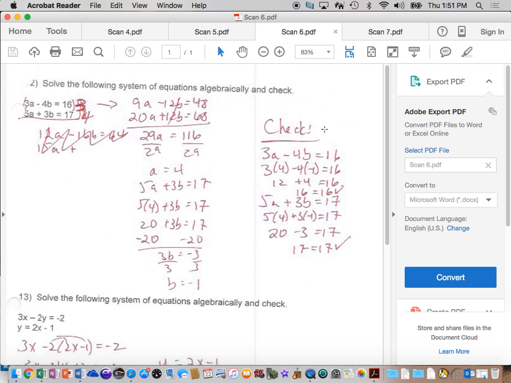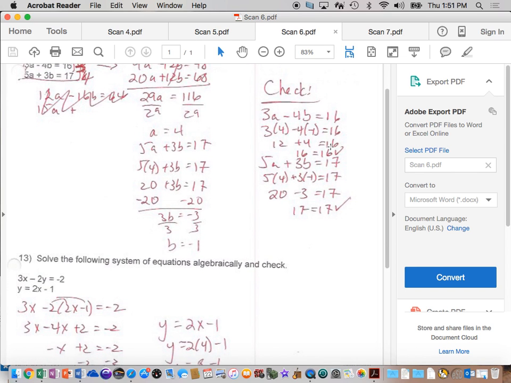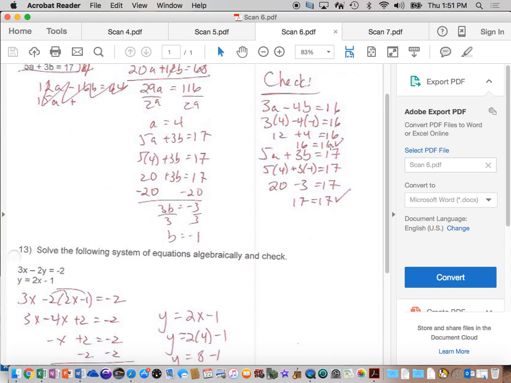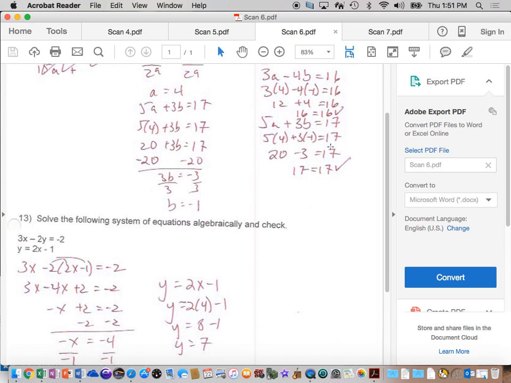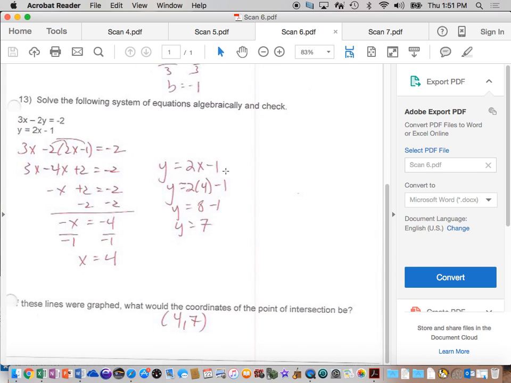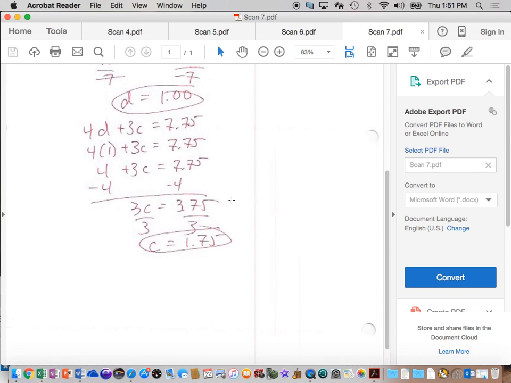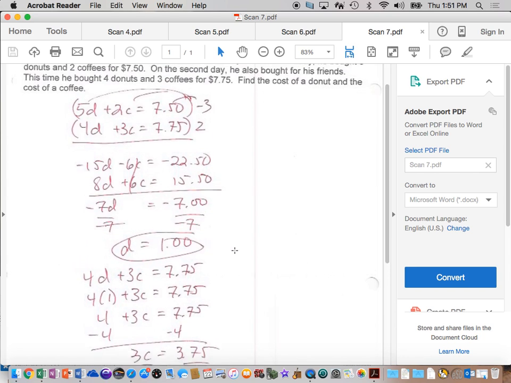I want to show quickly the answers to these guys. A is 4, B is negative 1, sorry, and the check is there. The next one, X is 4, Y is 7. And the last one, D is 1, C is 1.75. Go back to the thirteen.